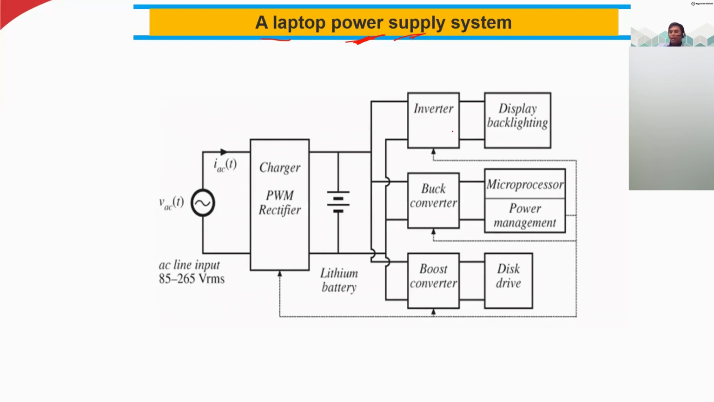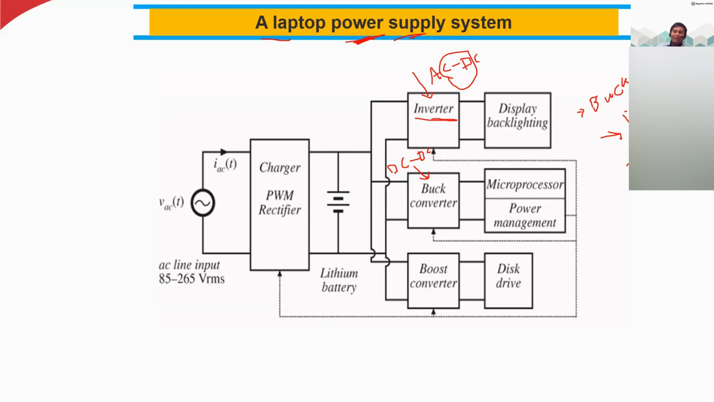How many circuits are we having? You can see here, we are having an inverter. What is the inverter doing? And here we have the buck converter. What is the buck converter doing? DC to DC, right? DC to DC. So in the DC to DC converter, we have the buck. We have boost. We have buck boost.